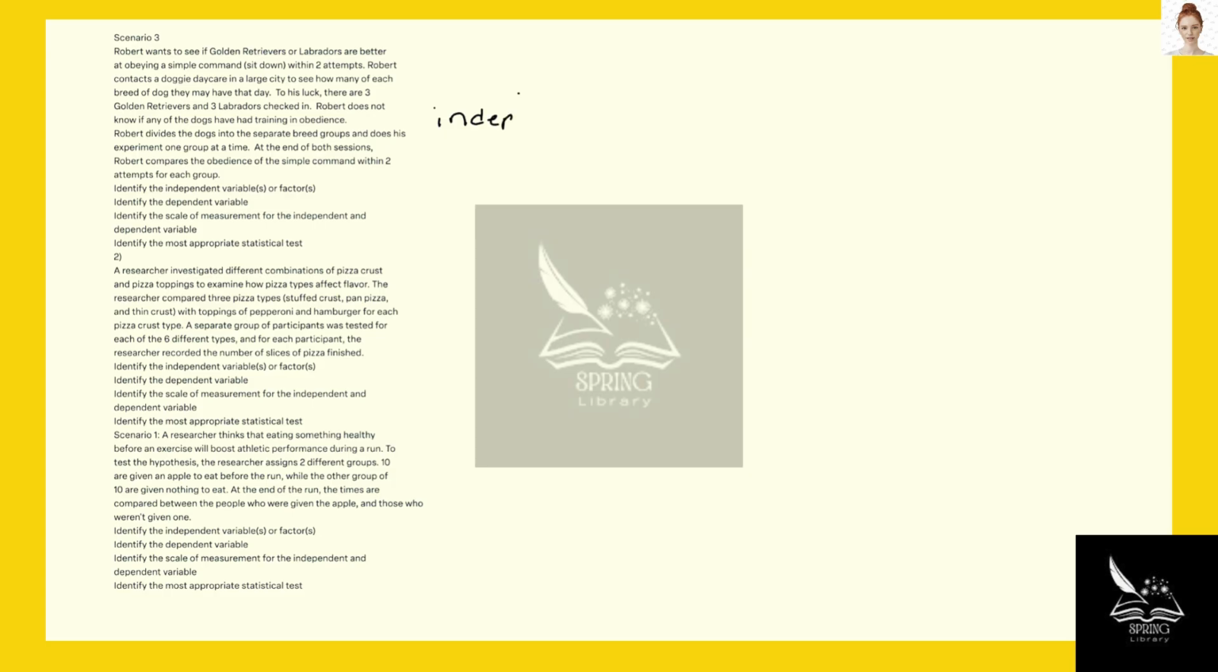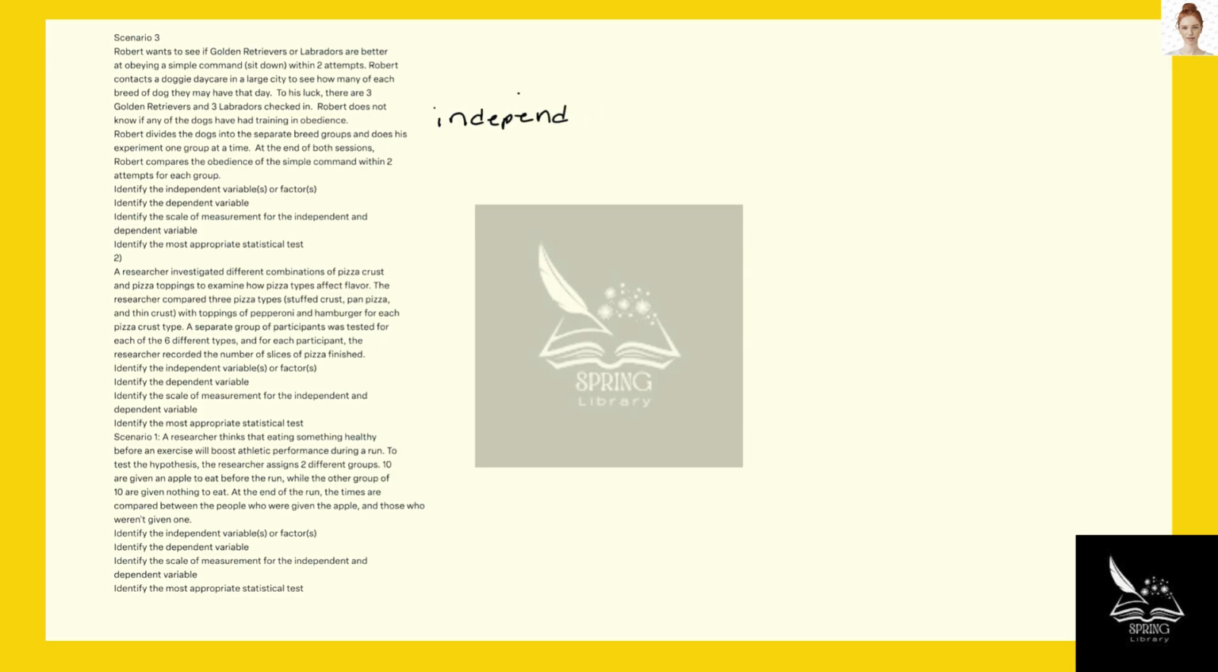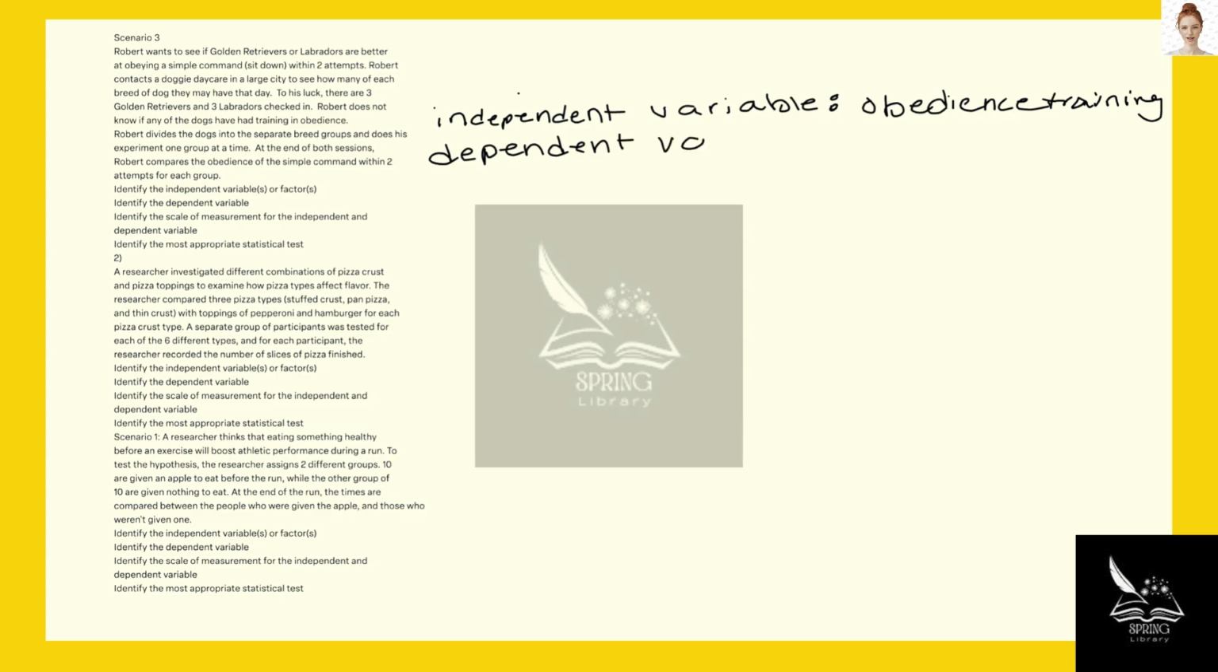So the independent variable is the obedience training. Okay. Identify the dependent variable. It is the sit down capability, because it depends on if they've had obedience training, if they're able to sit down.